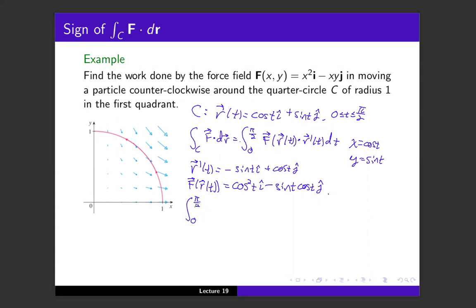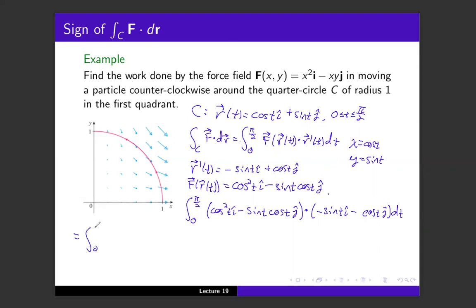So the integral that we're interested in is the integral from 0 to pi over 2 of the dot product, cosine squared t i minus sine t cosine t j, dotted with negative sine t i minus sine t, minus cosine t j, dt.